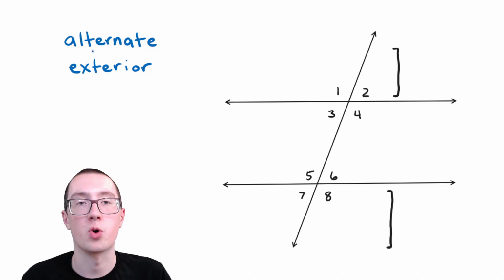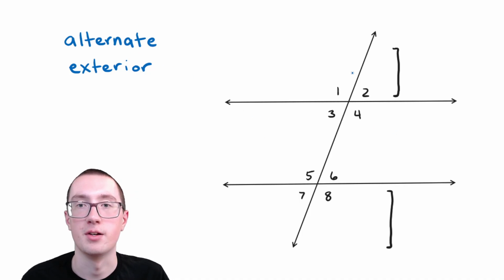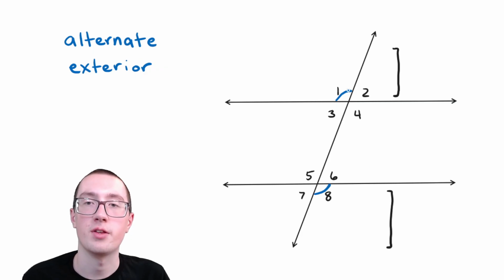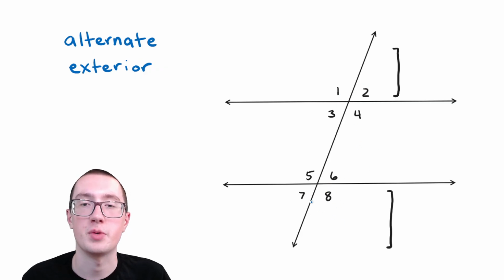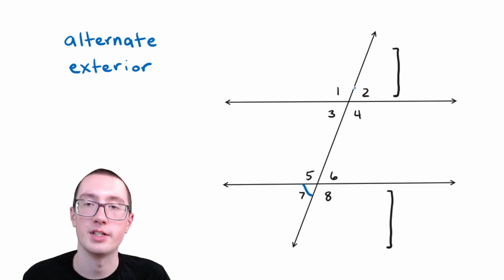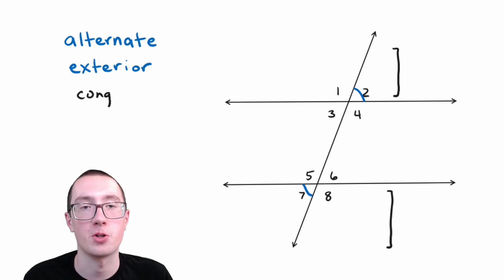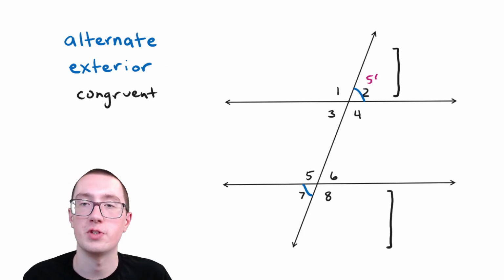But other than that, the word alternate means exactly the same thing. So if we have angle 1, its alternate exterior is going to be angle 8. It's on the other side of the wall and on the other side of the graph. And if we had, for example, angle 7, its alternate exterior angle is angle 2. And the special rule is the same. Alternate exterior angles are congruent. So if angle 2 is 50 degrees, then angle 7 is also 50 degrees.